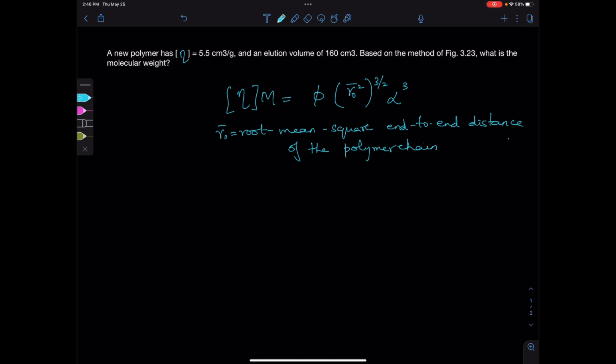So, the quantity on the right, which is phi r0 squared to the power 3 by 2 times alpha cube, is proportional to the polymer's hydrodynamic volume. So we can say that eta times molecular weight is proportional to the polymer's hydrodynamic volume. And this is the basis of GPC, in which the elution volume is indicative of the polymer's hydrodynamic volume.